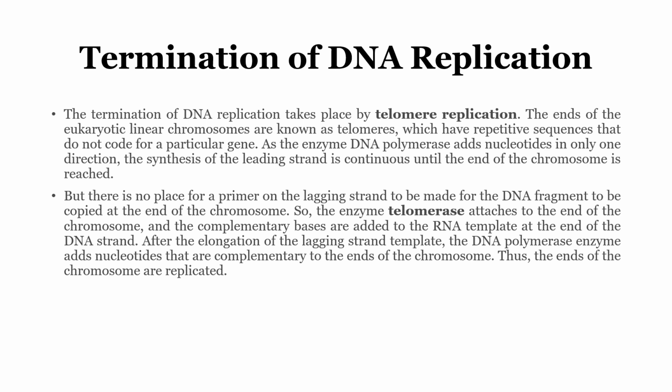But there is no place for a primer on the lagging strand to be made for the DNA fragment to be copied at the end of the chromosome. So the enzyme telomerase attaches to the end of the chromosome and complementary bases are added to the RNA template at the end of the DNA strand. After the elongation of the lagging strand template, the DNA polymerase enzyme adds nucleotides that are complementary to the end of the chromosomes. Thus, the ends of the chromosomes are replicated.